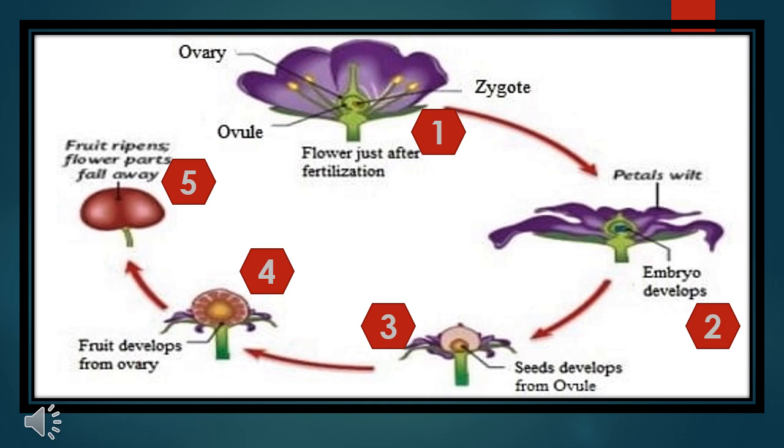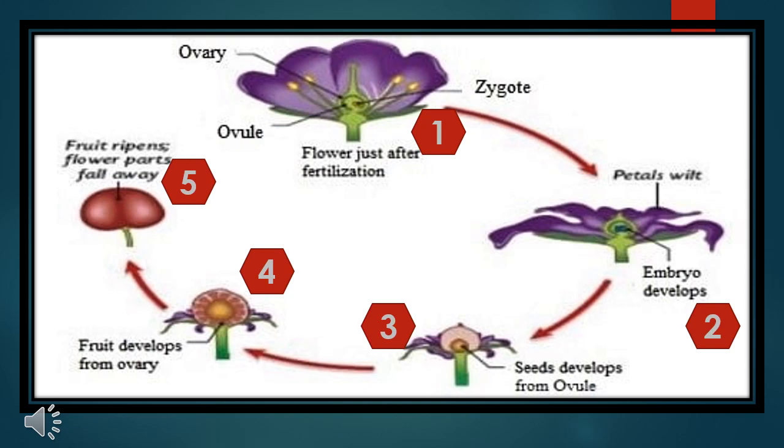Here's another diagram for you, my dear students, to understand the changes that happen in a flower after fertilization. At point number 1, you can see a flower just after fertilization. So, the zygote is there inside the ovary. Number 2 shows that the zygote has developed into an embryo. Petals are withering. Number 3 shows the seed development. Seeds have developed from the ovules, and you can't see colorful petals anymore.